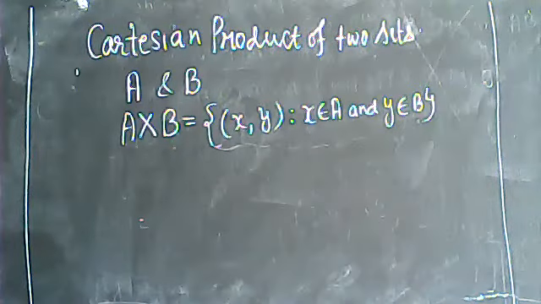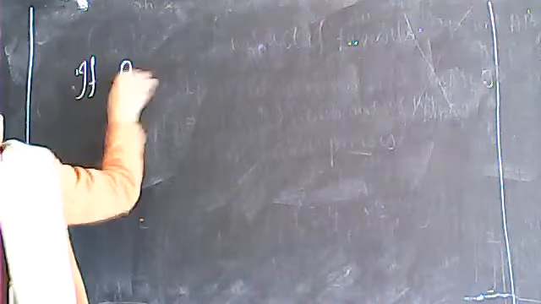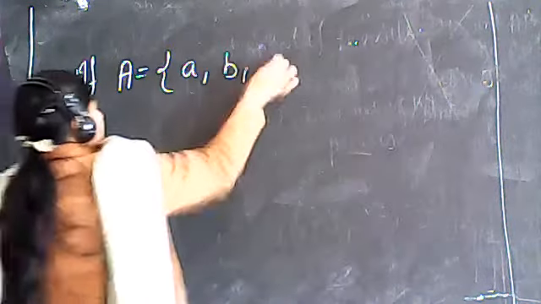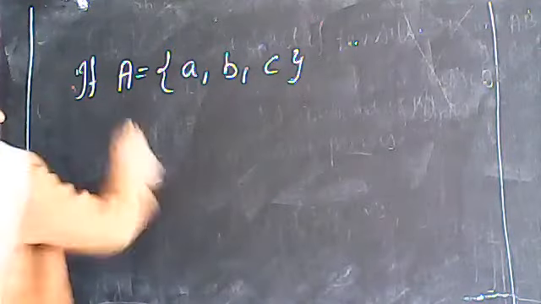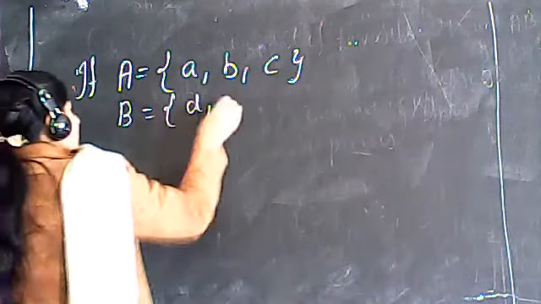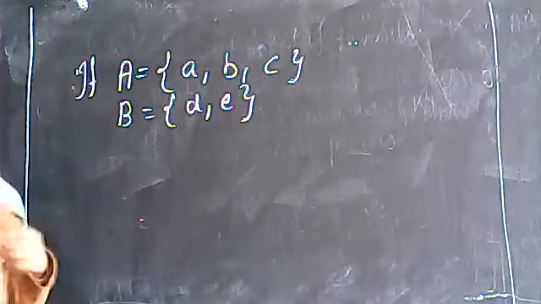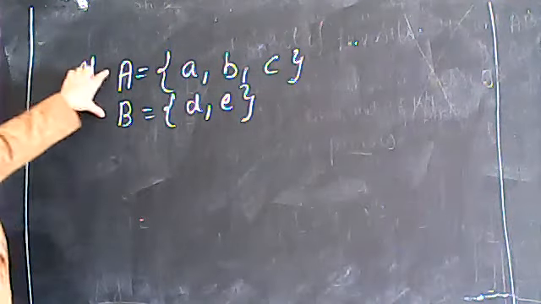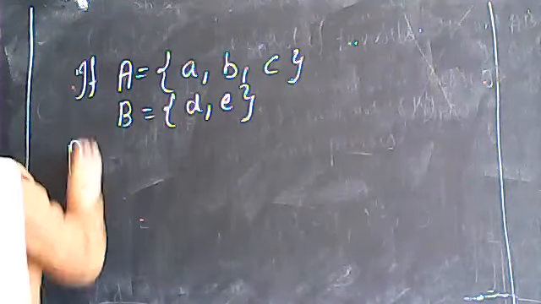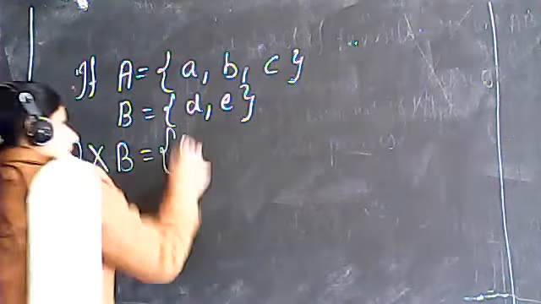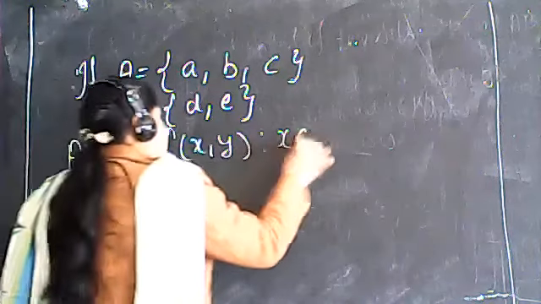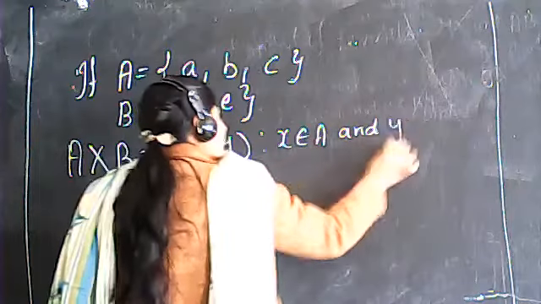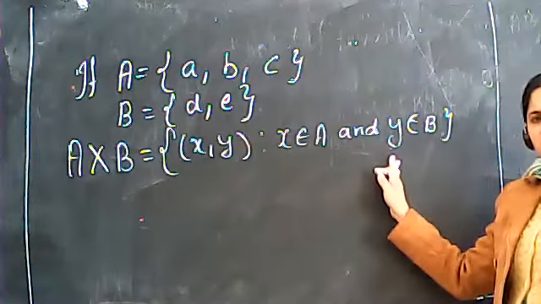Now let us understand this definition with the help of an example. Suppose I have taken this example. If A is equal to {a, b, c}, this is the set A, and B is equal to {d, e}, these are the elements in set B. Now we have two sets, that is A and B. So what is A cross B? A cross B means all the ordered pairs in which the first element belongs to set A and the second element belongs to set B. This is the definition of Cartesian product.